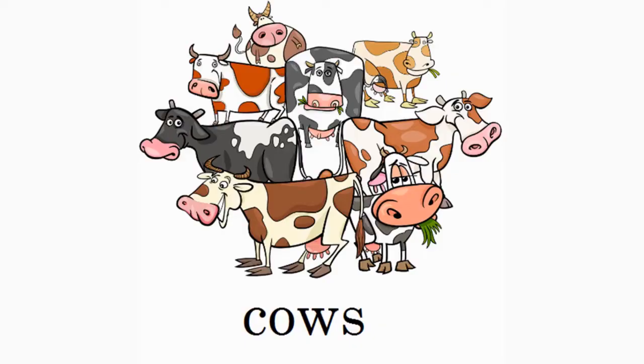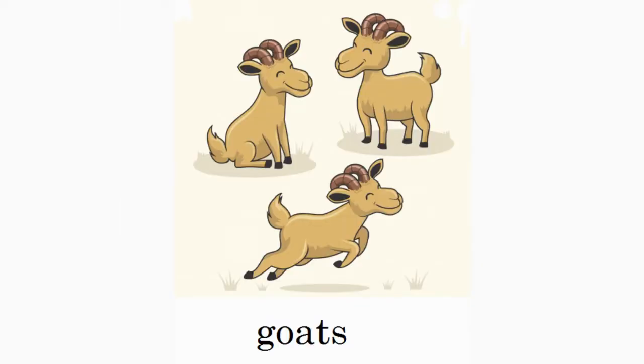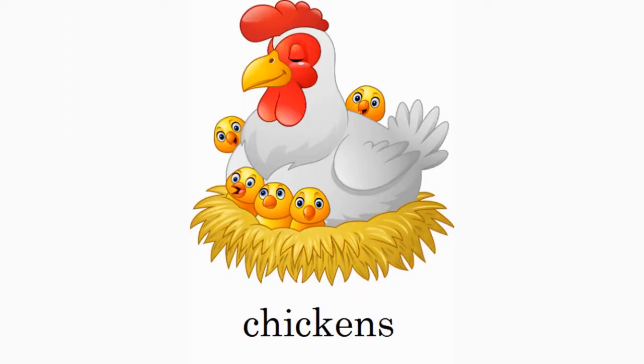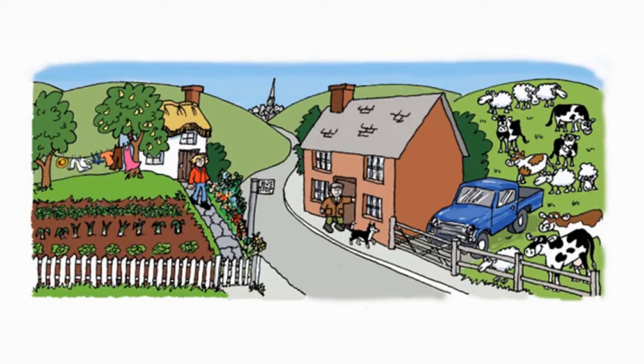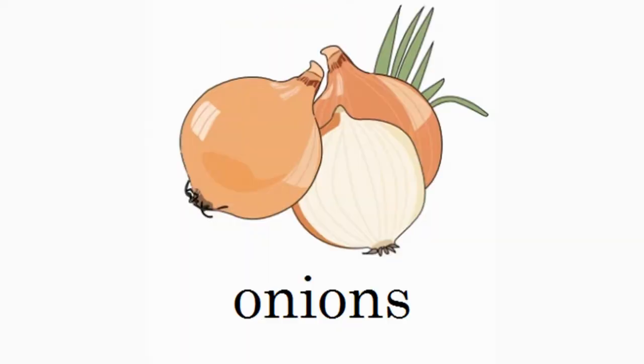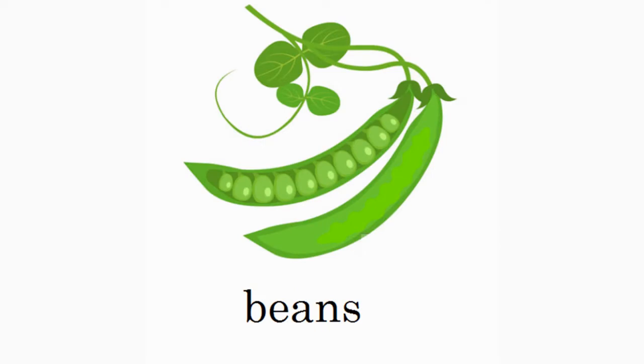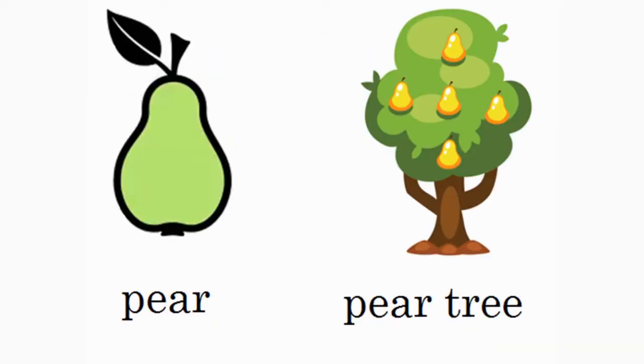Mr. Gray is a farmer. There are cows, sheep, goats, ducks and chickens on his farm. There's a dog too. Mrs. Day lives next to Mr. Gray's farm. There are potatoes, onions, beans, peas, and 2 pear trees in her garden.